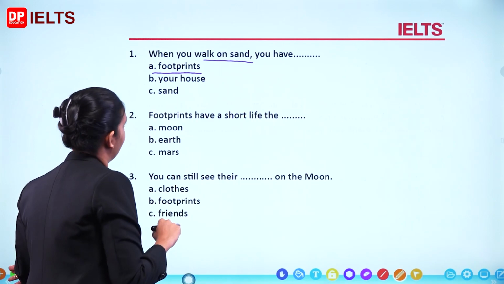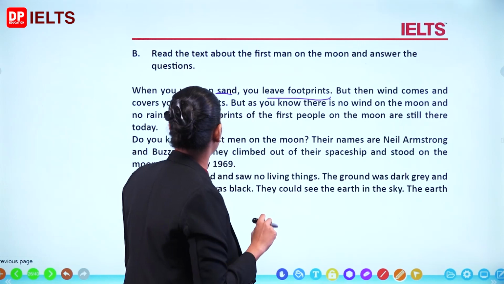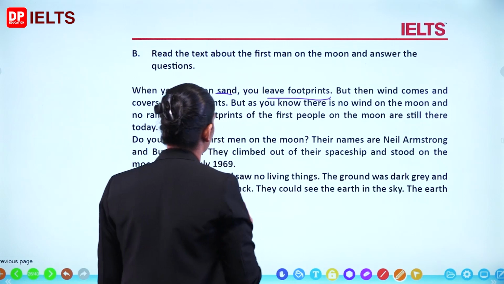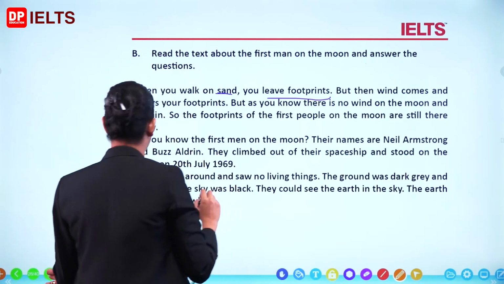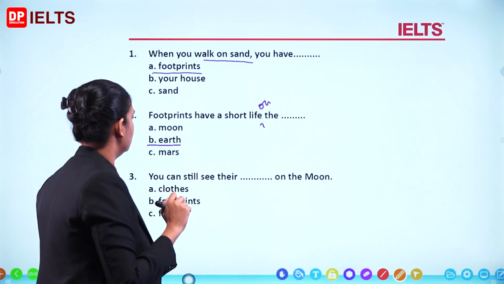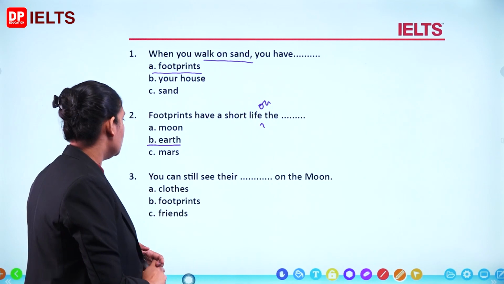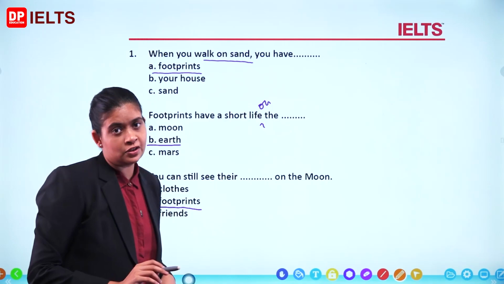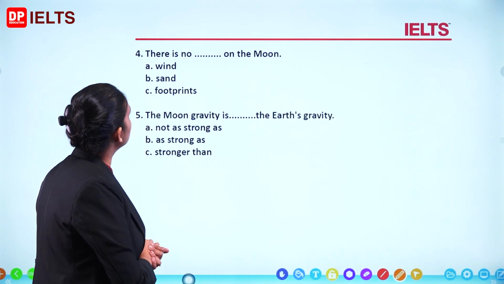But when wind comes and covers your footprints, but as you know, there's no wind on the moon and no rain. So footprints of the first people on the moon are still there today. Right, okay. So footprints have a short life on the earth. You can still see footprints on the moon. There is no wind on the moon.